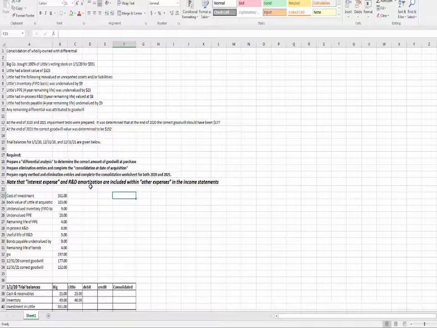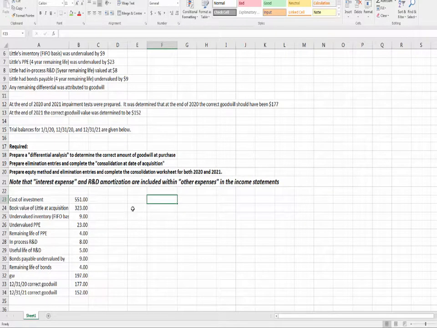At the end of 20 and 21, the impairment tests were prepared. It was determined that the end of 2020 correct goodwill should have been 177. End of 2021, it fell even further to 152. And trial balances are given below. Okay, first order of business, let's go ahead and do our cost versus book value analysis.